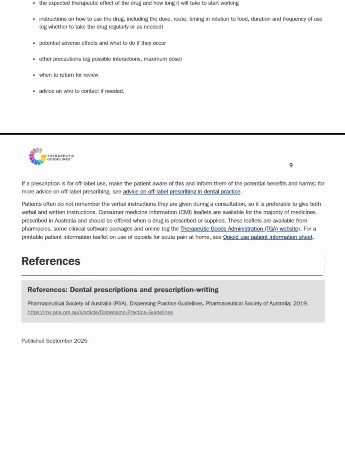If the prescription is for off-label use, make the patient aware of this and inform them of the potential benefits and harms. For more advice on off-label prescribing, there is a link: see advice on off-label prescribing in dental practice. Patients often do not remember the verbal instructions they are given during a consultation, so it is preferable to give both verbal and written instructions. Consumer medicine information, which is CMI leaflets, are available for the majority of medicines prescribed in Australia and should be offered when a drug is prescribed or supplied. The leaflets are available from pharmacies, some clinical software packages, and online, for example, the TGA website. For a printable patient information leaflet on use of opioids for acute pain at home, see the opioid use patient information sheet.